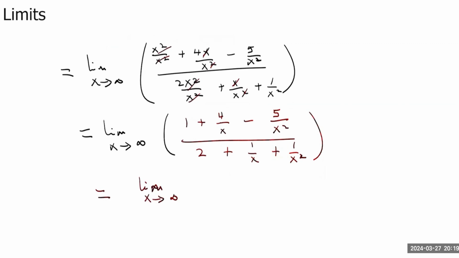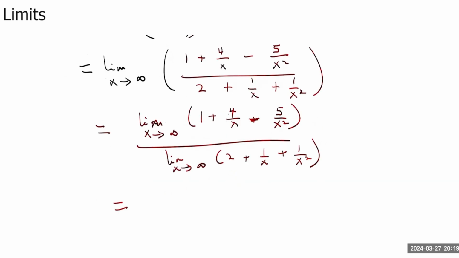So we take the limit on both the numerator and the denominator. All right, now on the numerator, what is the limit of 1? The limit of 1 is 1, because we said the limit of a constant is the constant, right? Now, what's the limit of 4 over x?